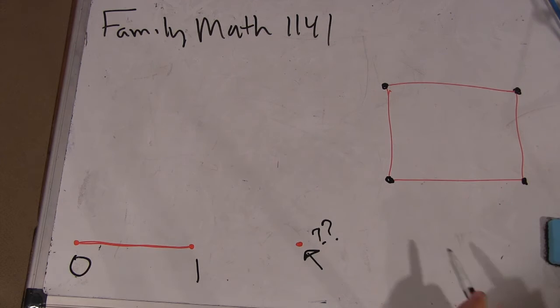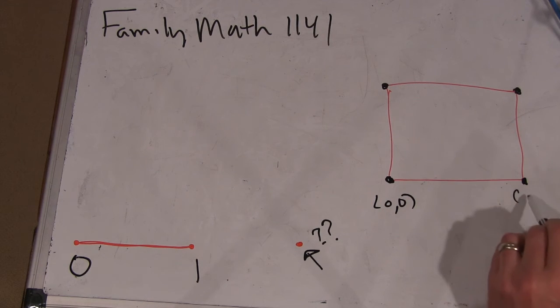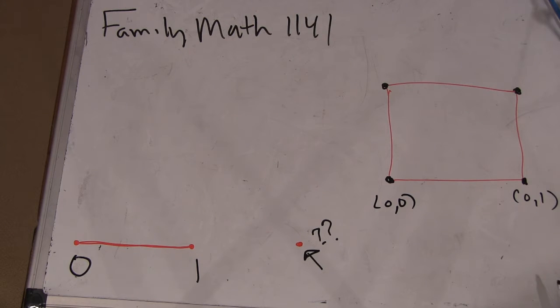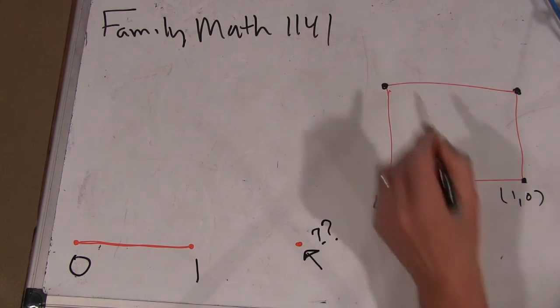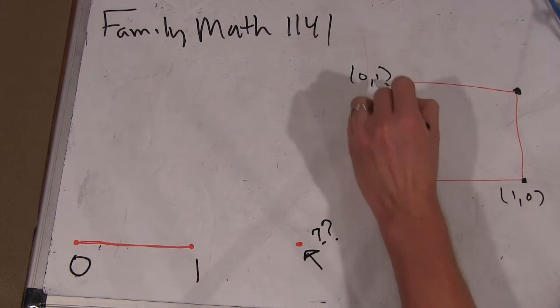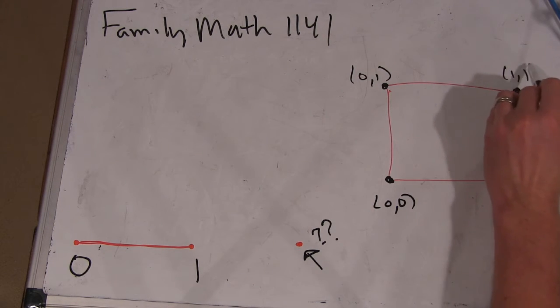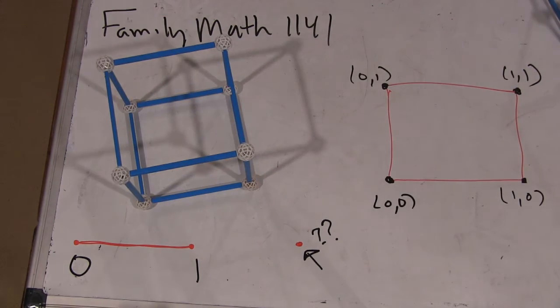So the bottom left would be 0, 0. And the bottom right would be 0, 1. Or, no, 1, 0. Okay, that's fine, just keeping going off of these coordinates. And then your new direction, on the top left, you would have 0, 1, because you go up 1. And then 1, 1. All right.